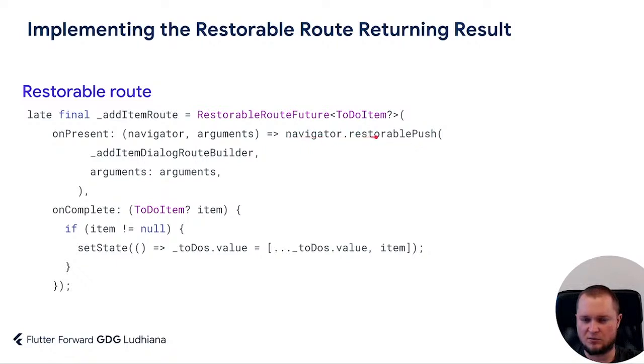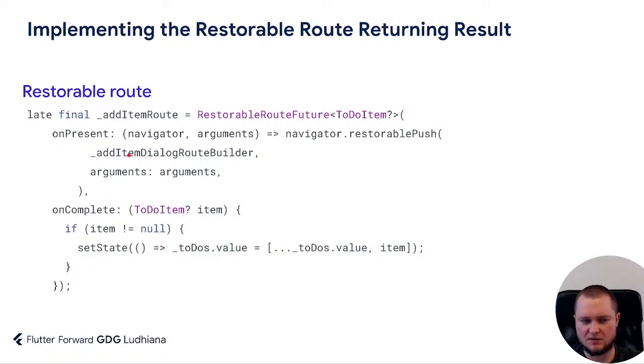Here in on present we have to return the restorable push. Here we pass the static route builder, which will be covered on the next slide. And on complete, nothing special. We just check if the item is not null. If so, we append the item to the list. So it's the restorable version of the to-do item list.